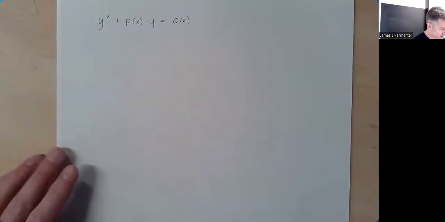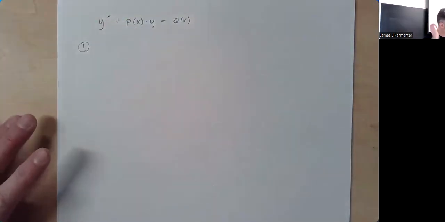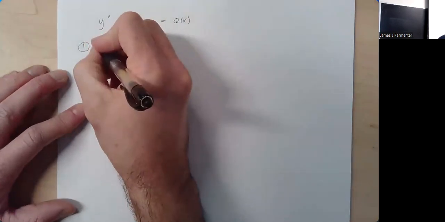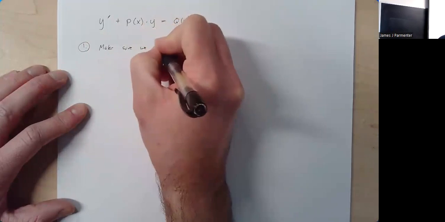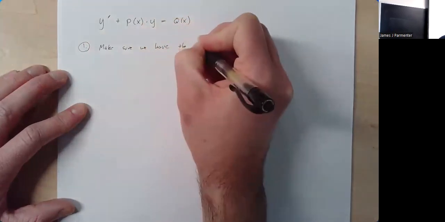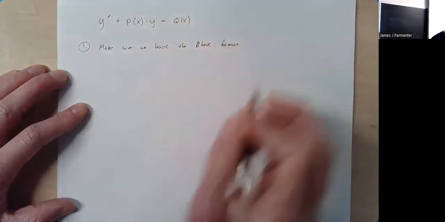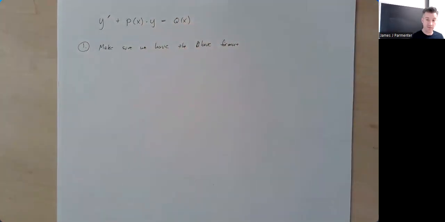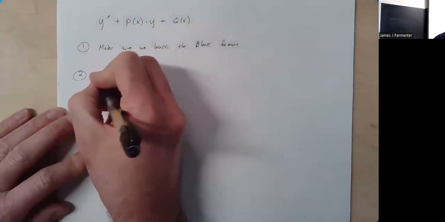So here's the process. First, I should say, make sure it's in the right format. Make sure we have the above format. We'll have some other examples where we don't start off with that. We have to do a little bit of manipulation first. And then the second thing we're going to do is find the integrating factor.